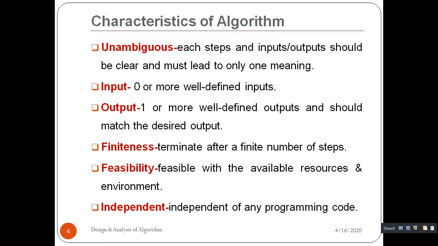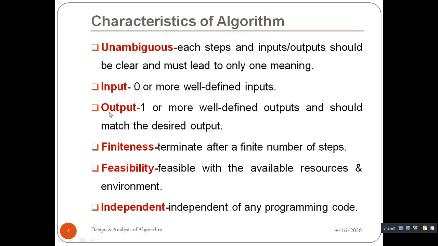And our inputs are like 5 and 7, so obviously the output will be 5 plus 7, which is 12. But what if my inputs are, let's say, plus and j? Obviously it will not give us any output, because the inputs are not proper, or we can say the inputs are not numeric, or not well defined. So an algorithm should have 0 or more well-defined inputs.